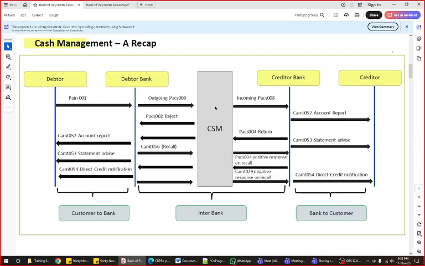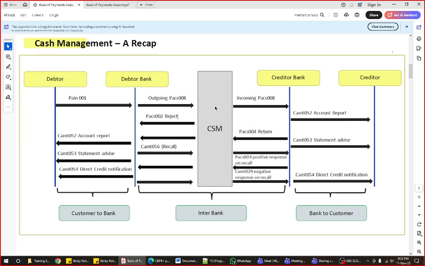Prashant, actually, I have one doubt here. So who will reject the payment? It gets rejected in a CSM. Okay, there are n number of scenarios. We are going to have a separate session for the PACS 002 message. That time I will explain to you. There are hundreds of reasons for which PACS 002 is rejected. Okay, that time I will show you.